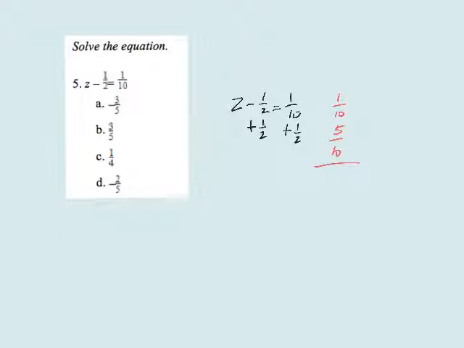1/10 plus 5/10 is 6/10. And by the way, if you do get a fraction on your calculator that's not simplified, just hit the enter key again. It's going to divide out any common factors like this. 6 divided by 2 is 3, and 10 divided by 2 is 5. So I've got 3/5, letter B.